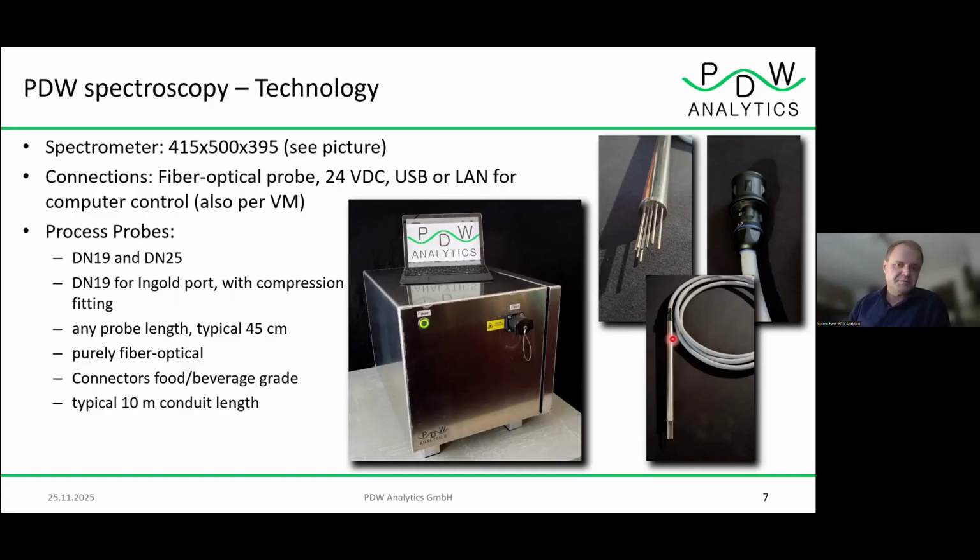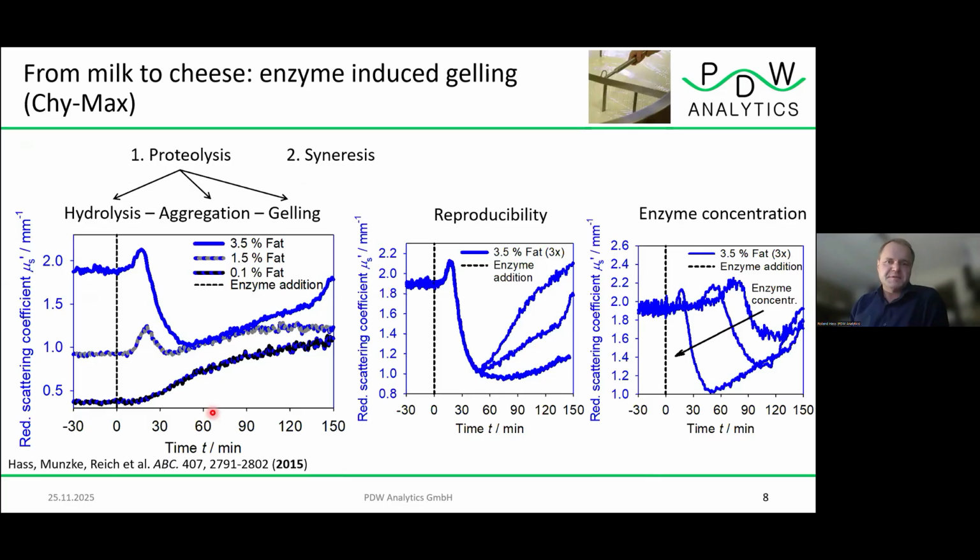So we've also had probes which have been much longer than a meter if we work in larger reactors. It's purely fiber optical, so no electricity, no focusing lenses, no special technical requirements for the probe, which makes it rather cost effective. And the typical length of the conduit, from the spectrometer to the probe, is like 10 meters. This can be adjusted depending on the needs. For now, mostly 10 meters was more than enough to fulfill the task. All right, let's look into some processes, and I start with an enzymatic process.